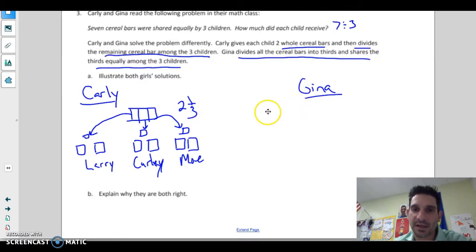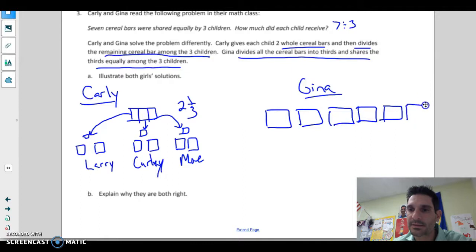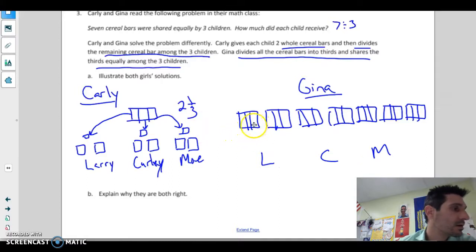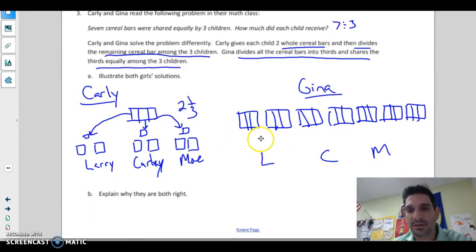Gina divides all the cereal bars, 1, 2, 3, 4, 5, 6, 7, and cuts them into thirds. Okay, and then shares them equally. So here's Larry, Curly, and Mo. So Larry gets a piece here, or we could do this. So then we have, hold on, another way we can look at this is this. I have 21 thirds divided by 3, which is 7 thirds, which is equal to 2 1/3.